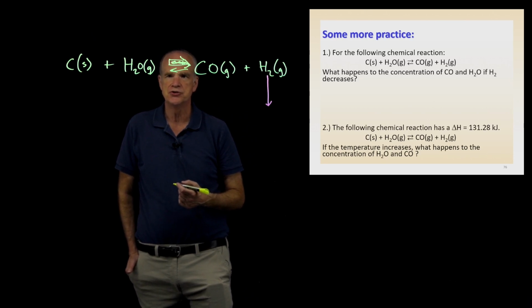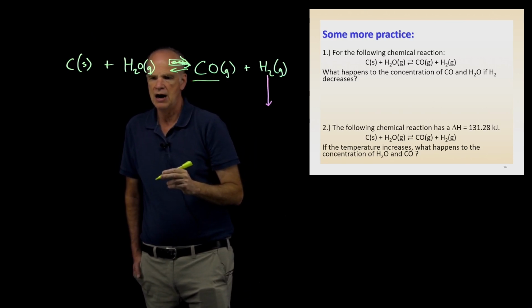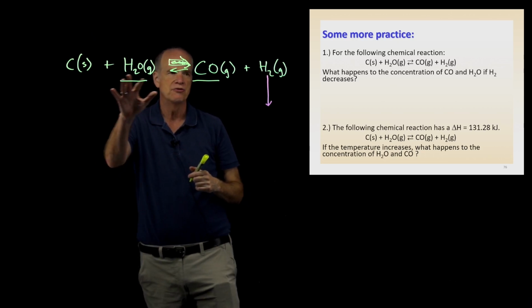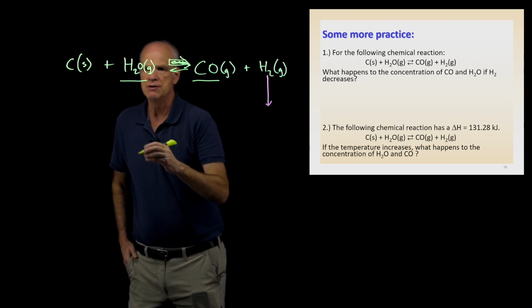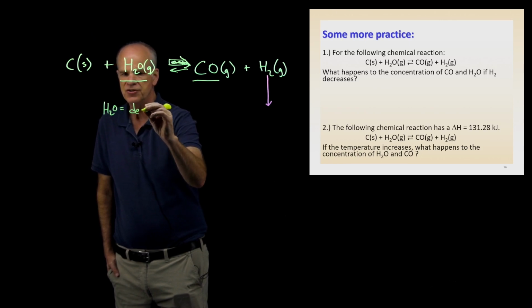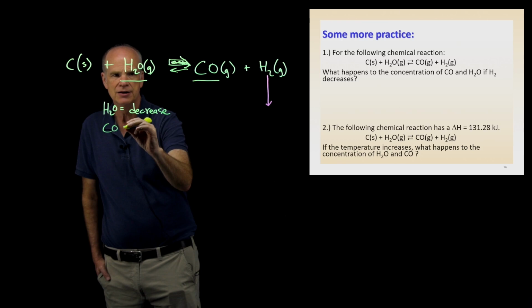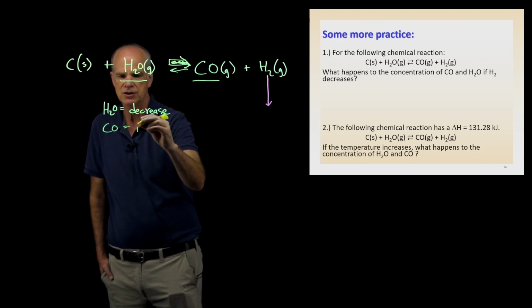And so let's go ahead and answer the question. What happens to the concentration of carbon monoxide and water? So we had the forward reaction increasing, and so we might expect that water will decrease, and then we might expect carbon monoxide to increase for increasing the forward reaction.